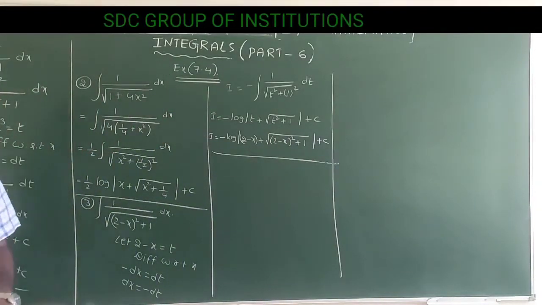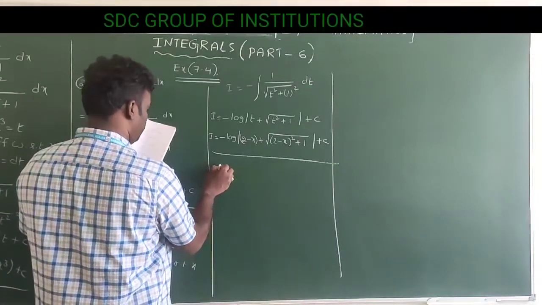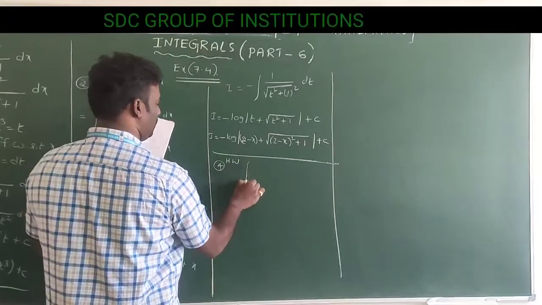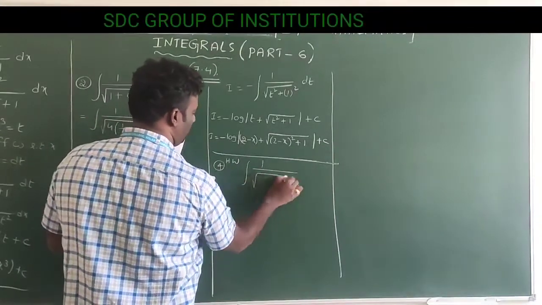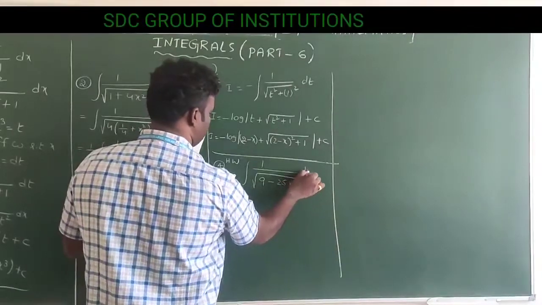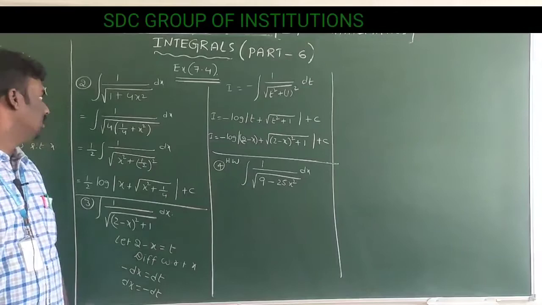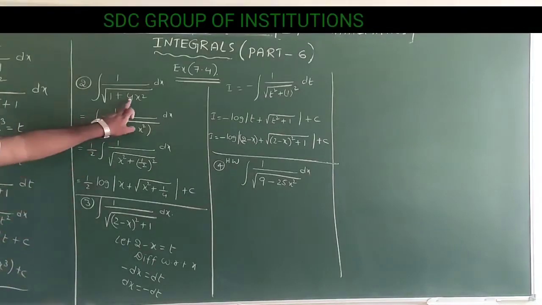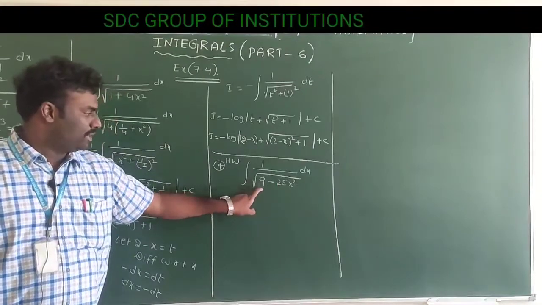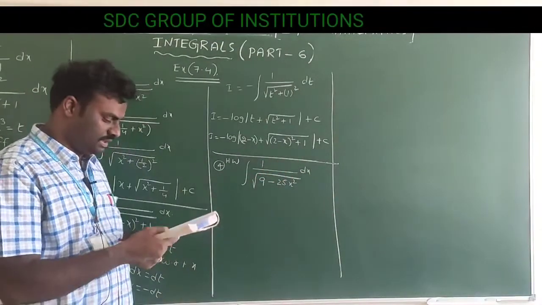Next, fourth question, I am giving homework. Integral 1 by under root of 9 minus 25x square dx. You can take 25 common, you will get the answer easily. Just as you took 4 common inside earlier, similarly inside you take 25 common. So 9 by 25 you will get, that is nothing but (3 by 5) whole square minus x square. Okay.